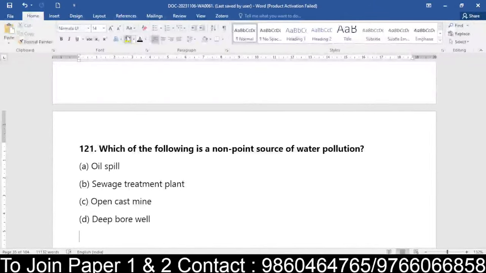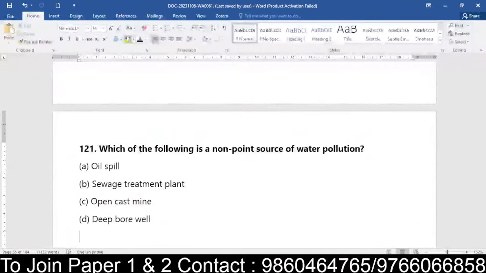A non-point source of pollution is defined by where the pollution comes from. It can be cars, trucks, septic tanks, boats, bacteria, or fertilizer. So here, which of them is a non-point source of water pollution? Water pollution is because of which source? You have to tell or define the source.